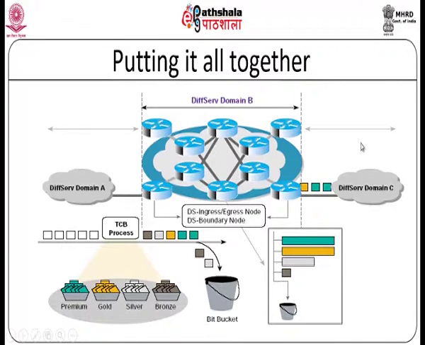So putting it all together, this is what you will have in a diff serve network. Okay, so if I say this is diff serve domain A, this is diff serve domain B, another diff serve domain C. So you have packets going from one diff serve domain to another. When packets come in, they come in through the ingress node. So at this ingress or boundary node is where we have the traffic control block, which will categorize packets as premium, gold, silver, bronze, etc., and it may drop it or it may forward it. And the routers at the core of the network just do the forwarding based on whatever labeling has been done here, and then through an egress node it may go to another diff serve domain or it may go to another network. Okay, this is basically what you will have.